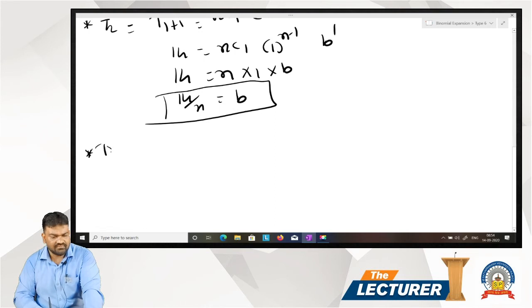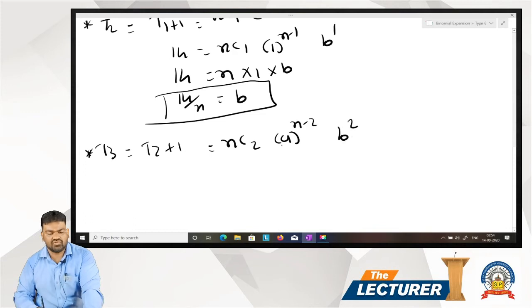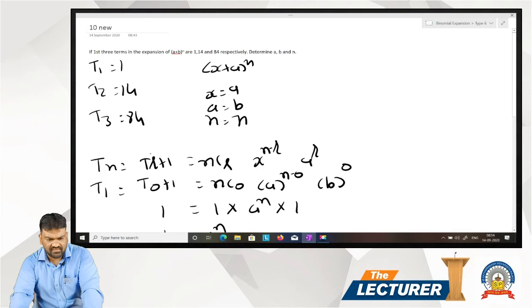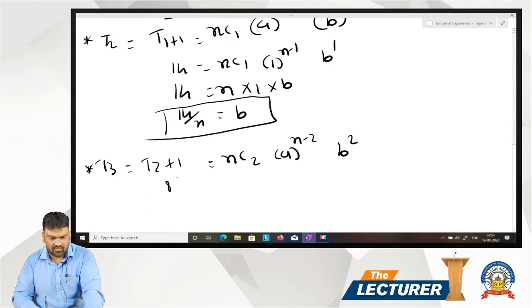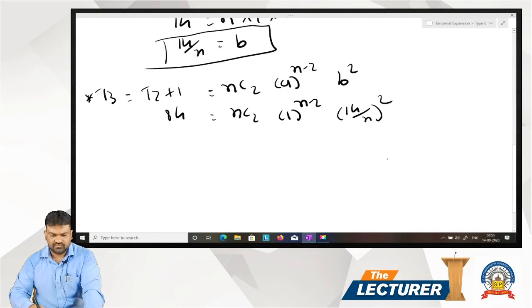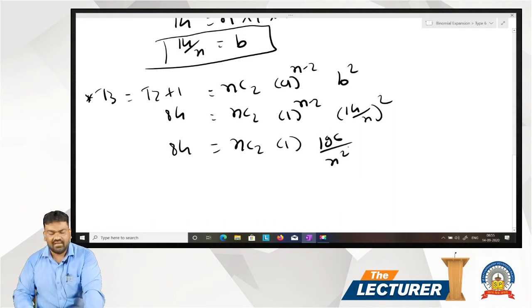Now T3 is equal to T(2+1), nC2, a raised to n minus 2, b raised to 2. T3 is given as 84. So 84 is equal to nC2, a that is 1 raised to n minus 2, b that is 14 by n, raised to 2. So 84 is equal to nC2, 1 raised to n minus 2 that is 1, 14 squared is 196, divided by n square.